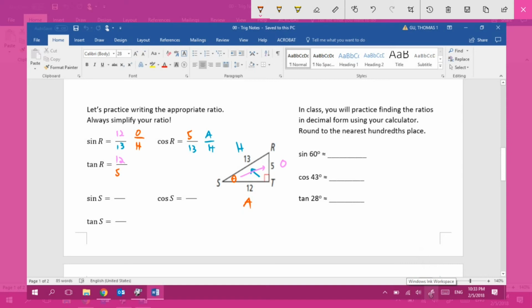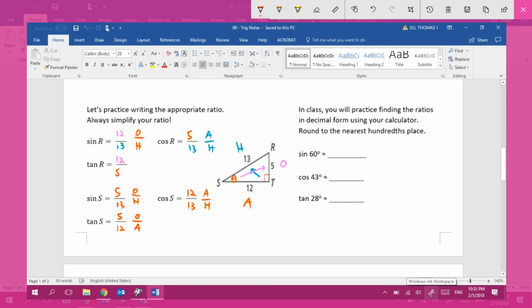So what's the sine of s? Remember, sine is opposite over hypotenuse, so it's going to be 5 over 13. Next, cosine. Remember, cosine is adjacent over hypotenuse. Where's my adjacent side? It's 12, and the hypotenuse is 13. And lastly, the tangent is going to be opposite over adjacent. Where's the opposite side? It's 5, and the adjacent side is 12. And there we have it. That is how you're going to actually use these ratios to find your answers.